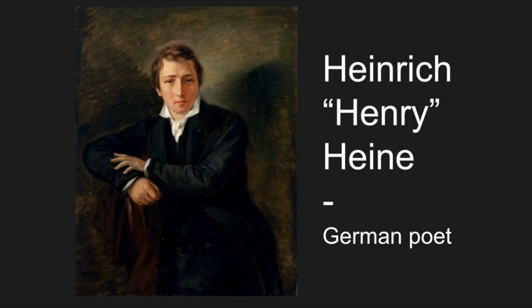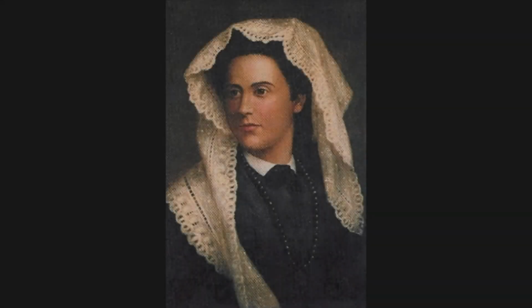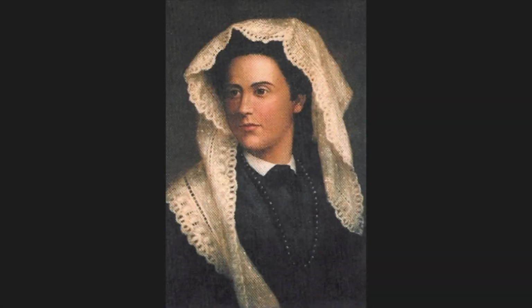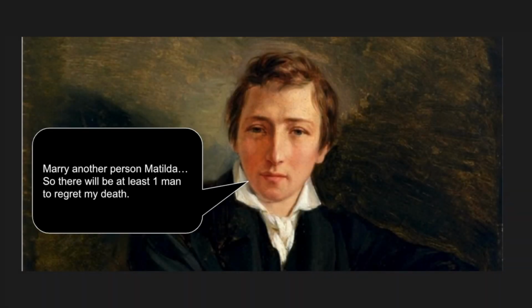It's surprising to know, but you can actually have a new husband as part of the will. Henry Heine was a German poet. This guy made a joke on his wife in the will by listing a condition that Matilda, his wife, has to remarry to get his estate, so that there will be at least one man to regret my death.